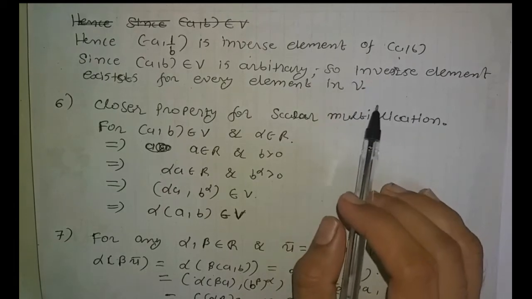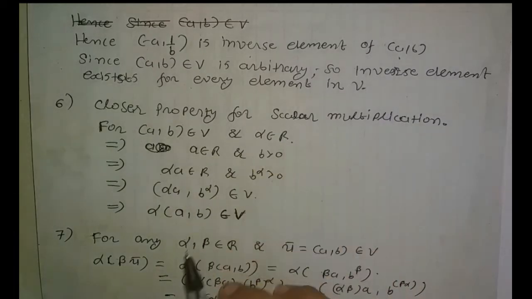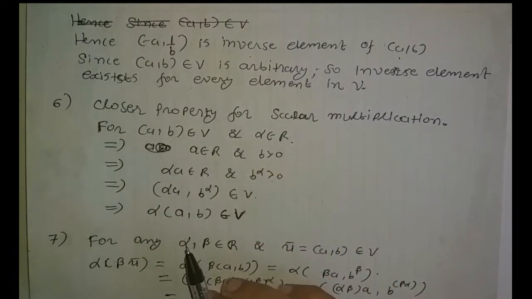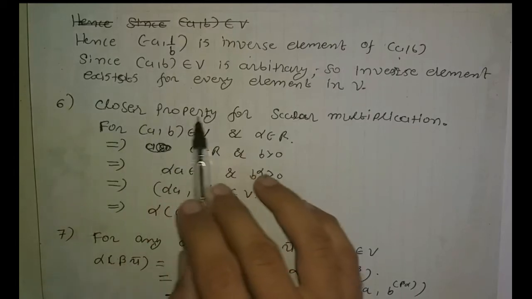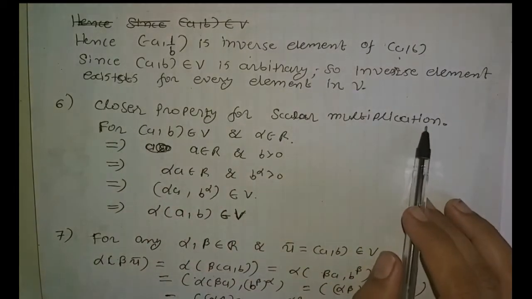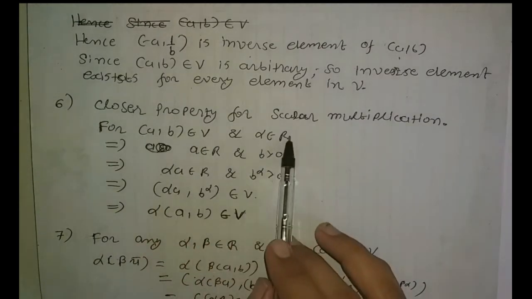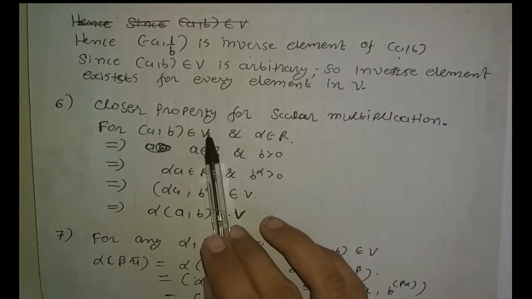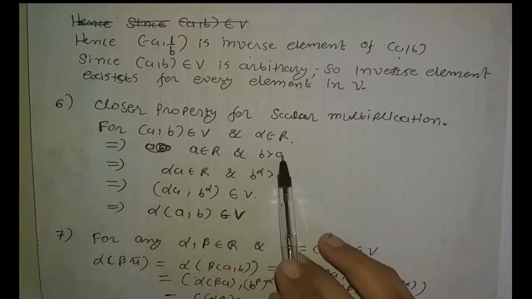Okay. Now these are the 5 properties for vector addition. Now the next 5 properties are for the scalar multiplication. For that, the 6th property is the closure property for the scalar multiplication. So consider vector (a, b) from set V and alpha belongs to R. Then from the set V, a is from R and b is greater than 0.